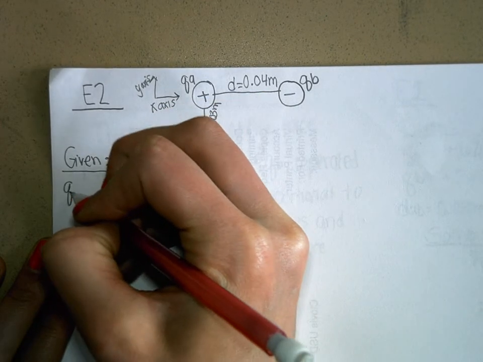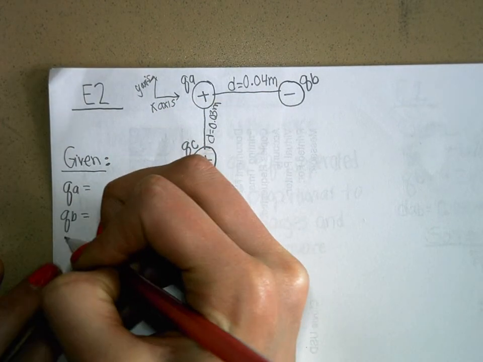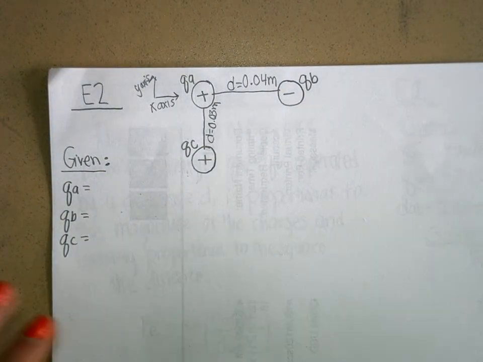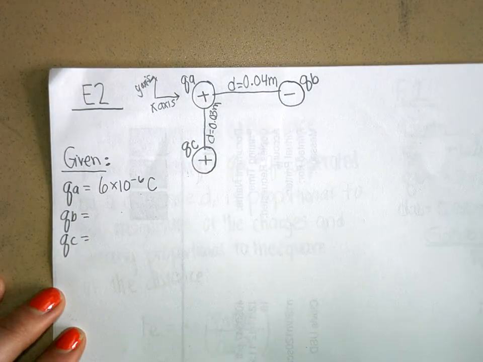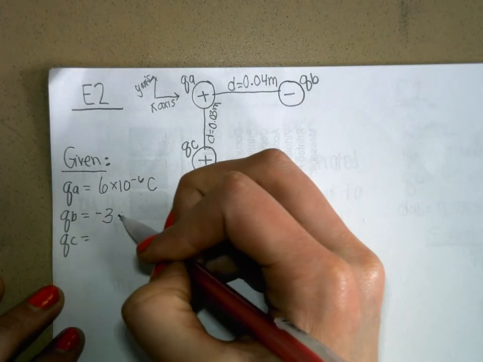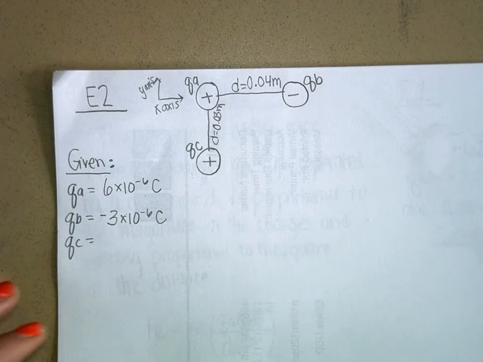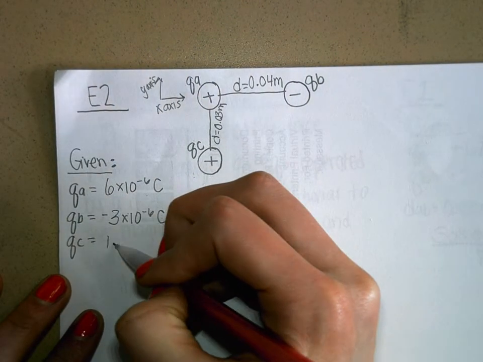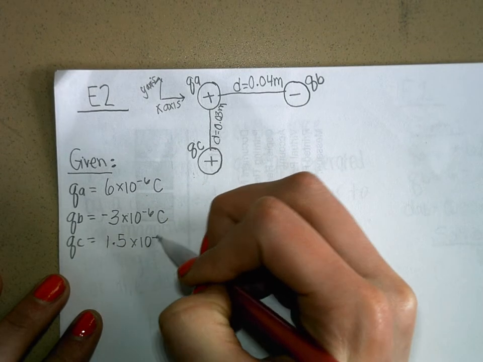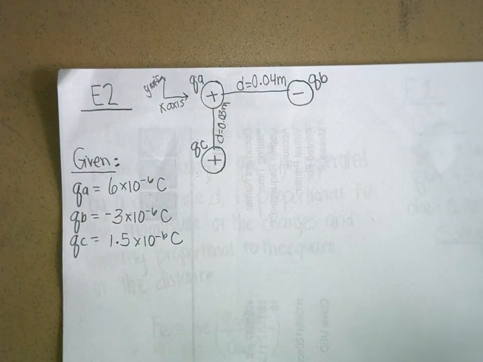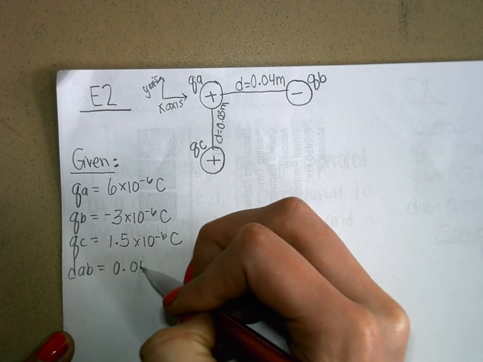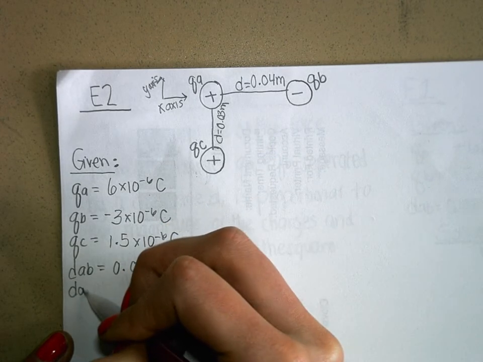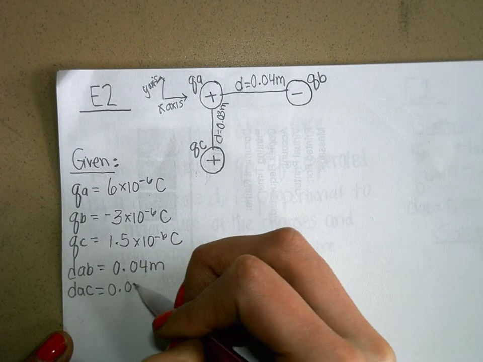So given: QA is 6 microcoulombs. Just going to write it out for you. QB is -3 microcoulombs, and QC is 1.5 times 10 to the -6 coulombs. And then we know the distance between A and B is 0.4 meters, and the distance between A and C is 0.03 meters.